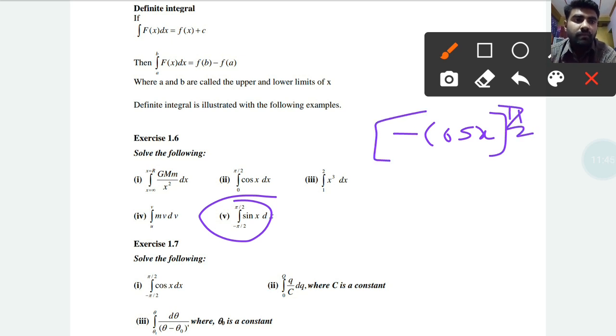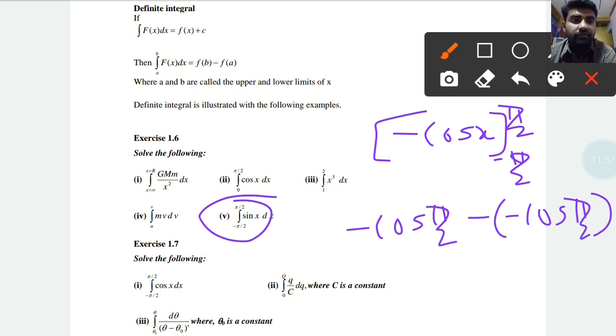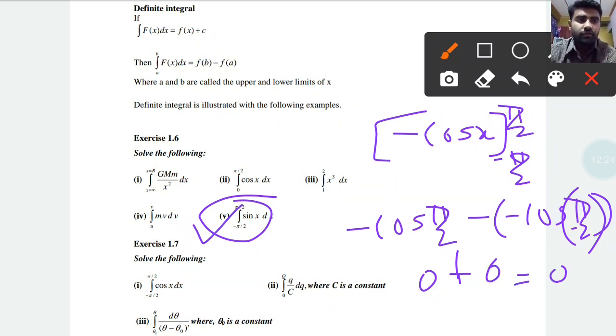Now for the fifth one, this one, so integration of sin x is minus cos x, upper limit pi by 2, lower limit minus pi by 2, right? So upper limit minus lower limit, because minus is already there in the equation. So cos pi by 2, cos 90 is 0, right? So minus minus plus, again cos 90, but here it is minus pi by 2. So minus cos minus pi by 2, and cos minus pi by 2 is again 0, so the answer will be 0 for this one also.